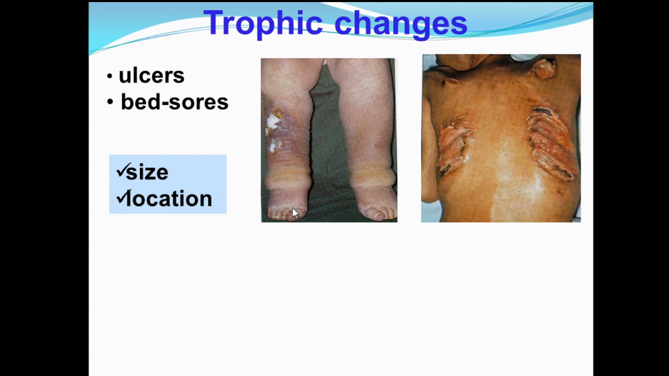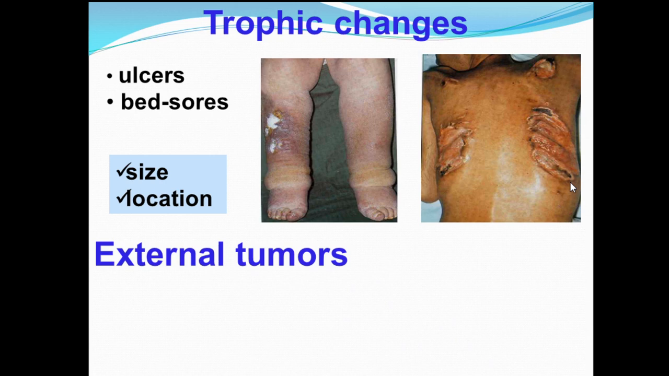As a result, we see trophic disorders and bed sores, about which we will talk during the fourth course, which appear due to prolonged pressure on the skin, constriction of the vessels, and disordered blood circulation.